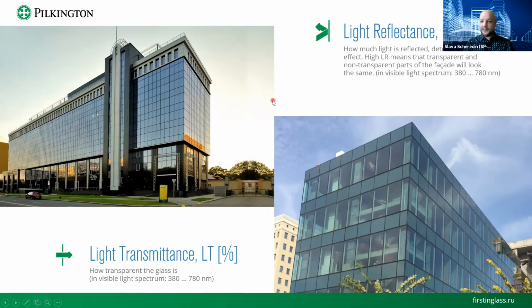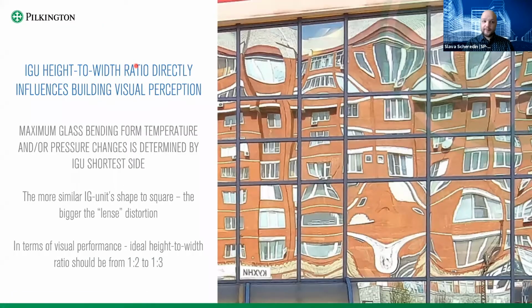The answer is yes and no. There is no recipe like: lower light reflectance is very good, high light reflectance is bad. It all depends on tastes and choices. But one disadvantage of highly reflective glass is that the higher the reflectance, the more optical distortion can be seen on the facade.